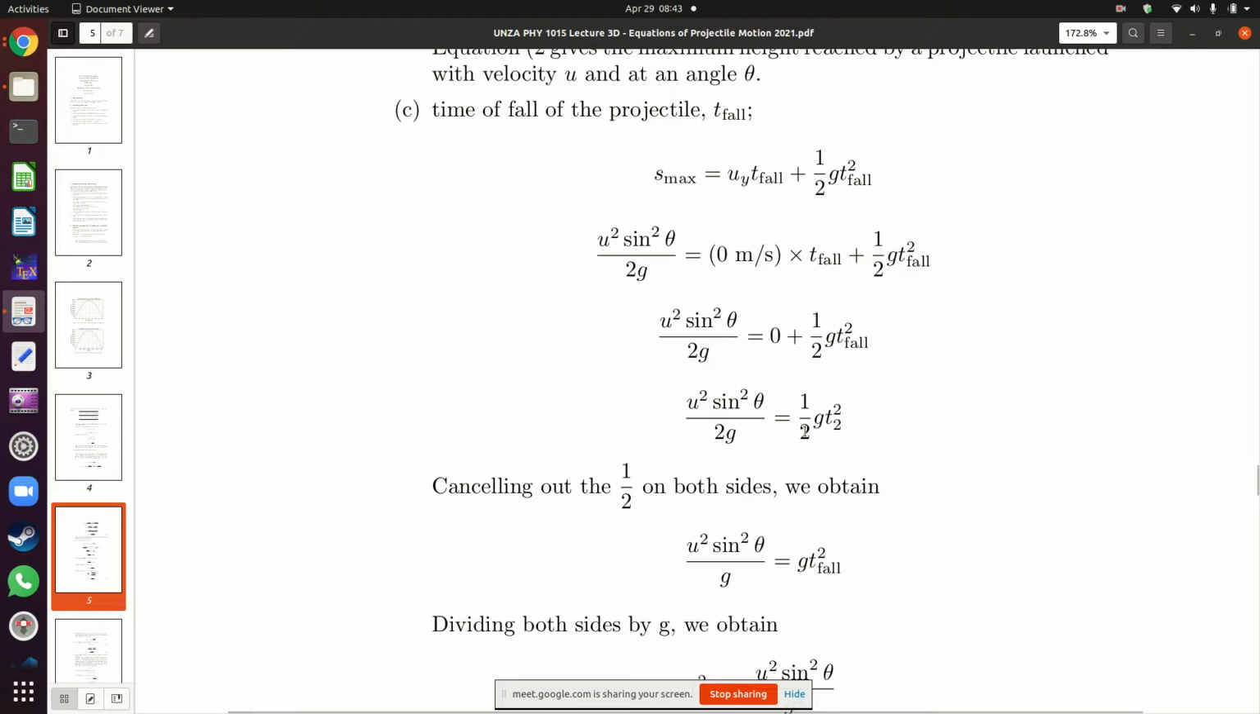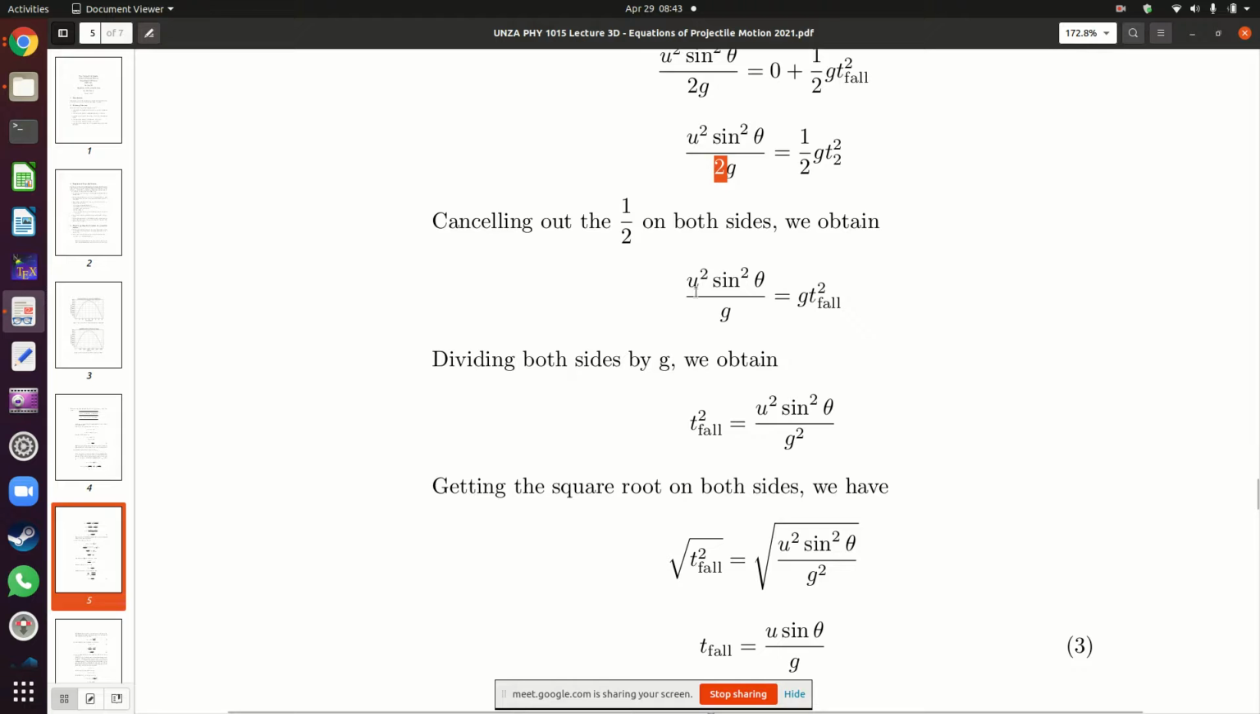There's a half here and a 2 at the bottom, so we cancel out the 2 on both sides. When you cancel out the 2s, you end up with u squared sine squared theta divided by g equals g t4 squared. Then we divide both sides by g. When you divide both sides by g, we remain with t4 squared equals u squared sine squared theta divided by g squared.